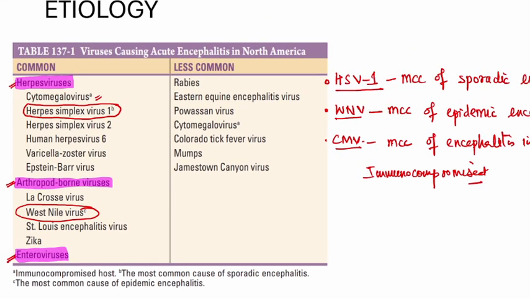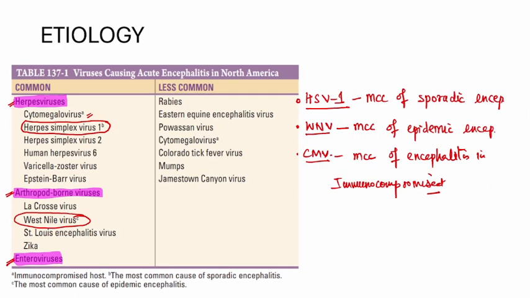Right. So this is the etiology. Herpes, arthropod-borne virus, and enterovirus. West Nile virus is an arbovirus, HSV1 is a herpes virus, and then the enteroviruses. Right. So this is the etiology. The three that we must never forget are these three: HSV1, West Nile virus, CMV.